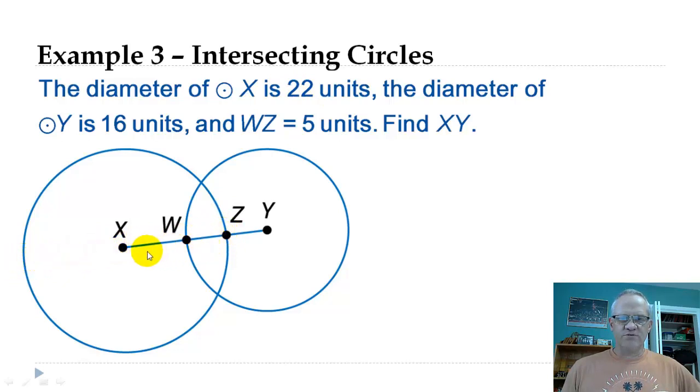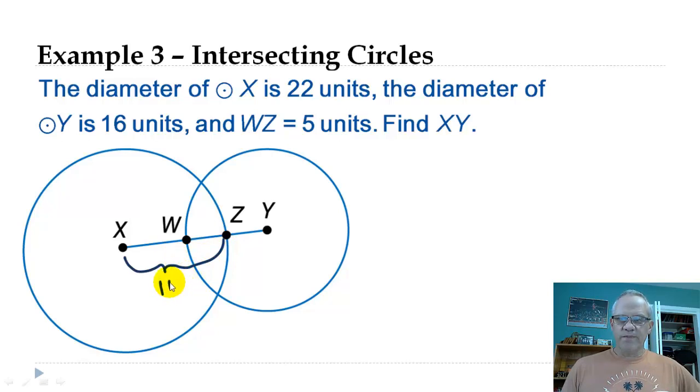Well, what do we have in circle X? We've got from X to point Z. We only have the radius. So if the diameter is 22, I'm going to draw this here. That means this part is 11. Does that make sense? Since the whole diameter from Z all the way across is 22, from X to Z is 11.